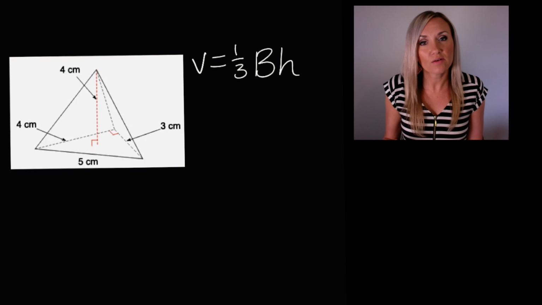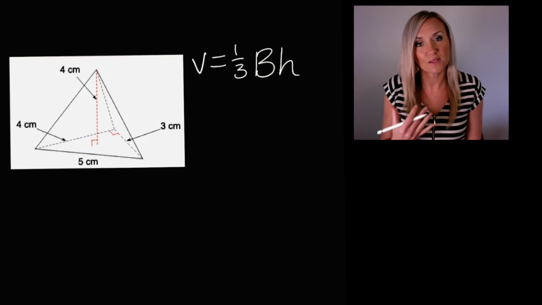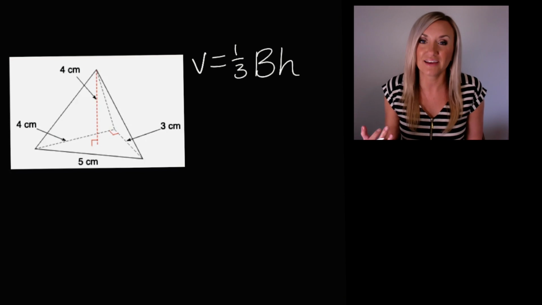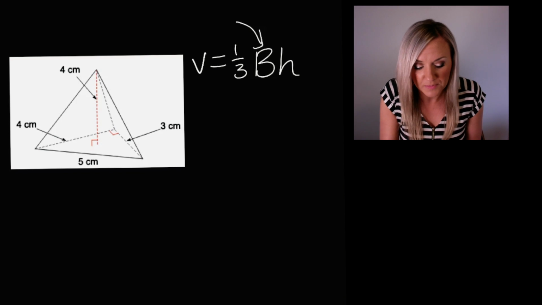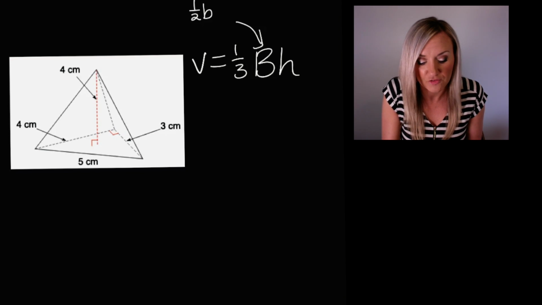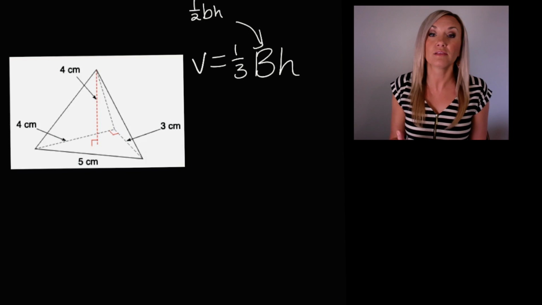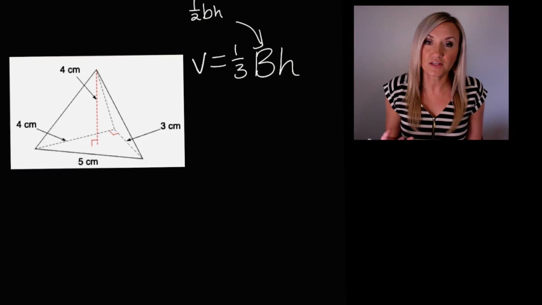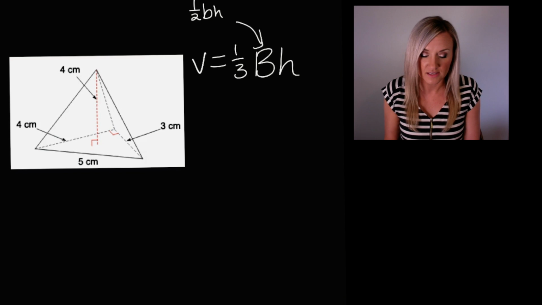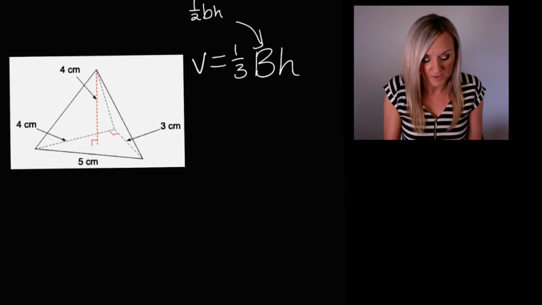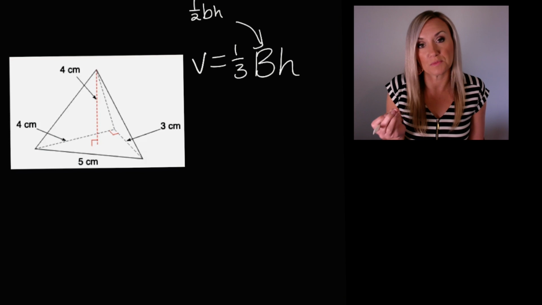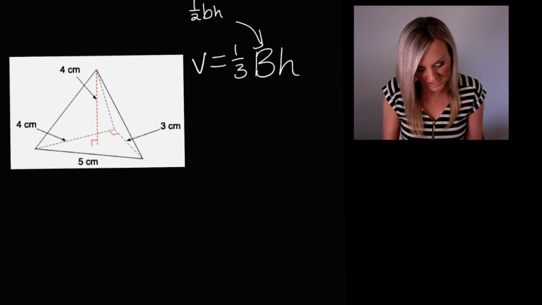When we say area of the base, we notice that the base is a triangle, so we need to find the area of the triangle. For that capital B, it's going to be 1/2 base times height. But we're in luck. Our base is a right triangle, which means the base and the height are going to be our 4 and our 3, because remember, those are the two that meet at 90 degrees.